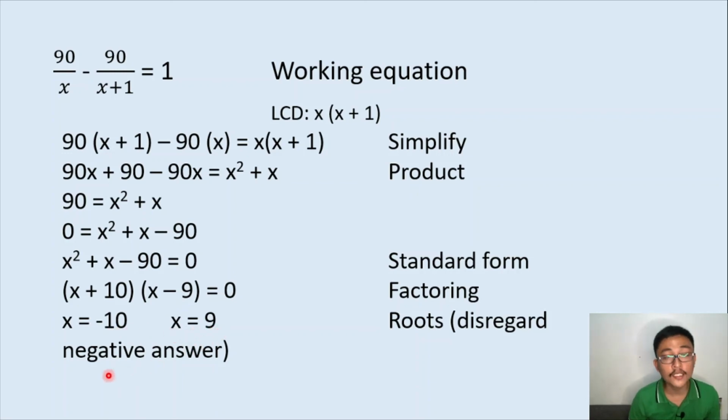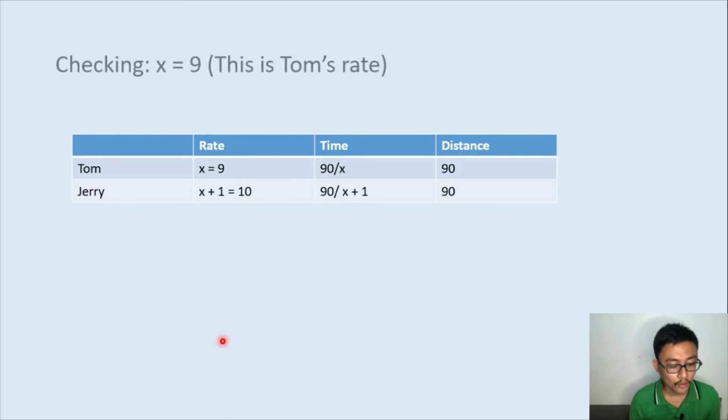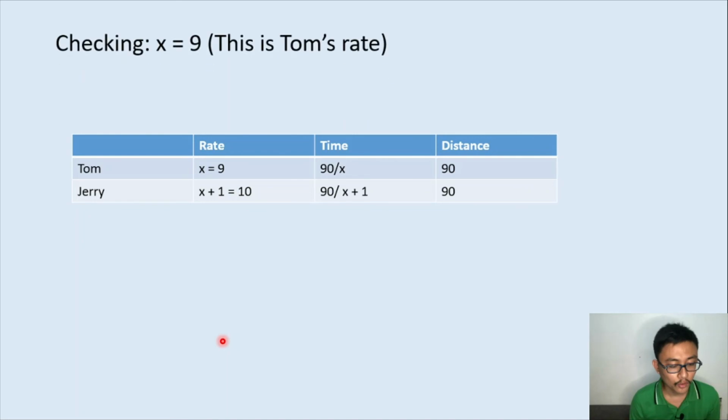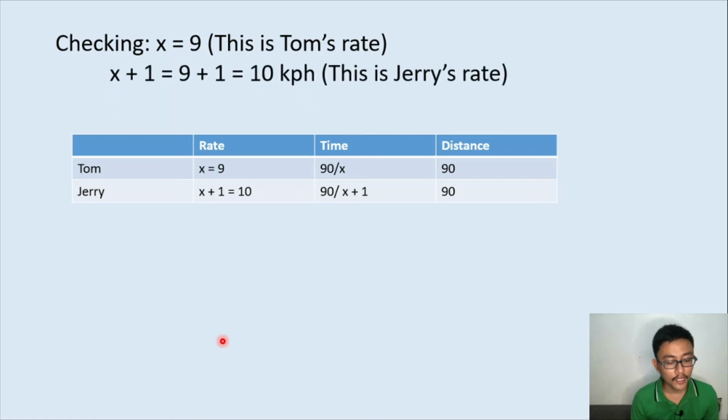Now we're going to disregard the negative answer. So ang focus natin is dun sa 9. So lumalabas, yung rate ni Tom is 9 kilometers per hour. Jerry naman is 9 plus 1. So, that is equal to 10 kilometers per hour. So, si Tom ay 9, si Jerry ay 10 kilometers per hour.